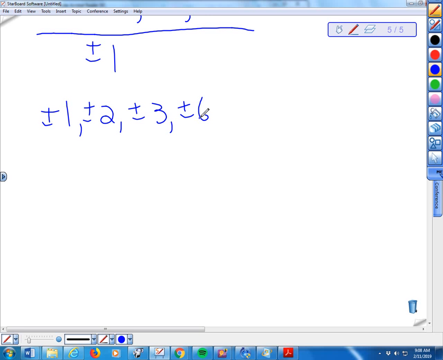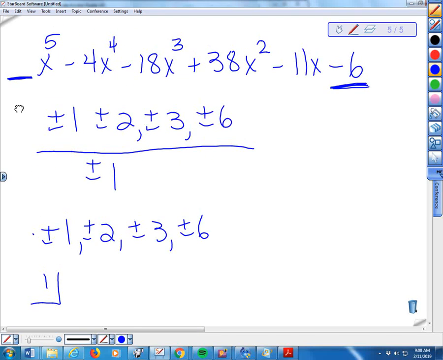For me, I usually start at the left and just work my way right, because 1 is the easiest number to use with synthetic division. Okay, so I'm going to start with positive 1. It's going to go in my box. Remember, to do synthetic division, I'm just using the coefficients. And I don't have any placeholders. I've got numbers in all my placeholders, so that's nice.